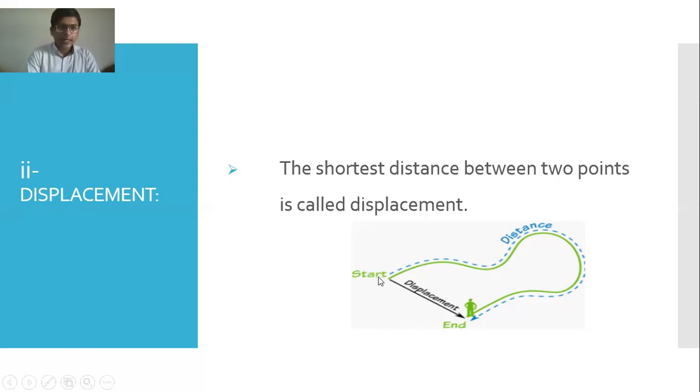Okay, the path I have chosen is, I first move like this. Then I have taken a U-turn. Then I reach this point. So this is my starting point, and this is my end point.